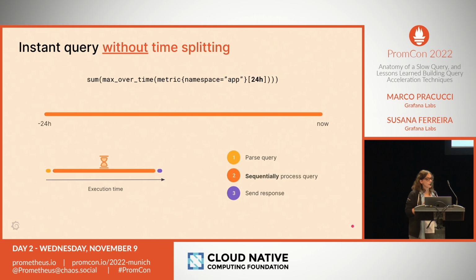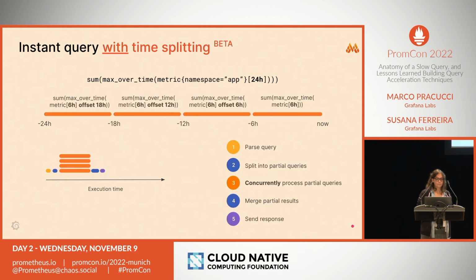But here the process is exactly the same. So in here we will have to process the last 24 hours of data up until now. And we have the same sequential steps. So how can we parallelize the processing of the query? In Mimir, we recently introduced an experimental feature where we are able to split an instant query into multiple partial queries by using the offset operator.